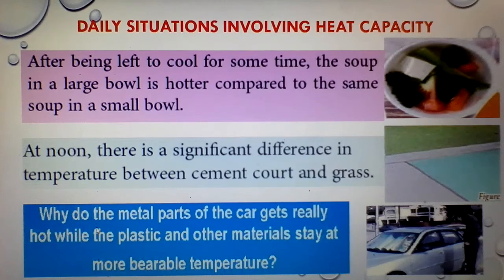The third one: why do the metal parts of the car get really hot while the plastic and other materials stay at a more bearable temperature? Let's say you park your car under the hot sun. Of course, the body of the car is very hot. Even if you try to touch the body, it's very hot. But if you touch the part which is made of plastic, that one is at a more bearable temperature. It's not really hot, that part. So this one also explains that heat capacity depends on type of material.